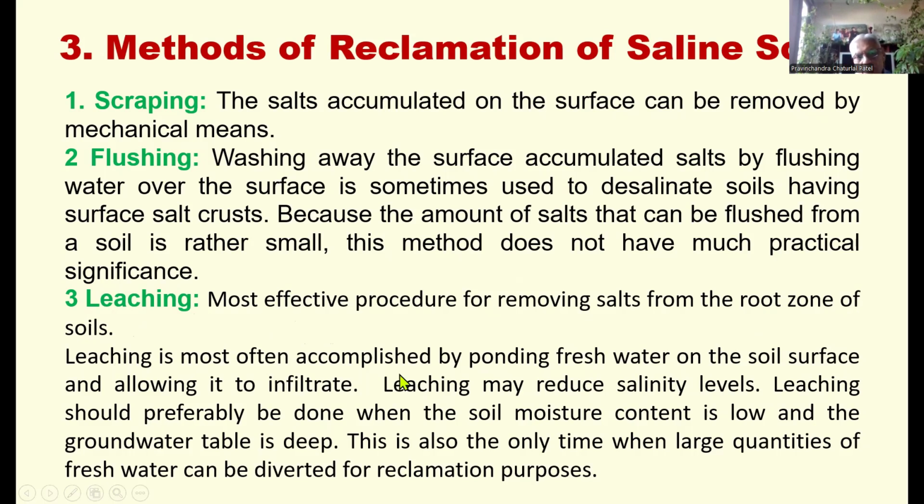Leaching is most often accomplished by ponding fresh water. So we have to pond the fresh water on the soil surface and allow it to infiltrate. Leaching may reduce salinity level. Leaching should preferably be done when soil moisture content is low and groundwater table is deep. If there is a shallow water table, then you cannot use the leaching method. This is also the only time when a large quantity of fresh water can be diverted for reclamation purpose. So after that, we require fresh water.